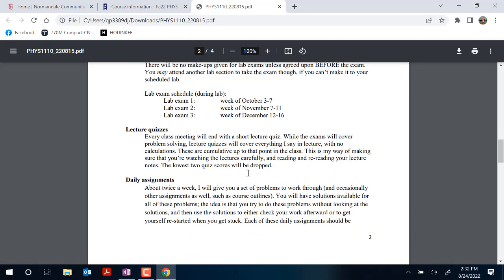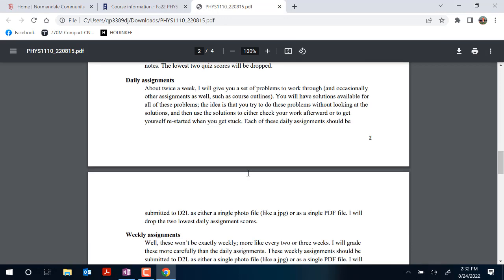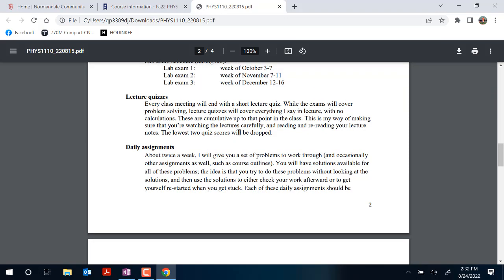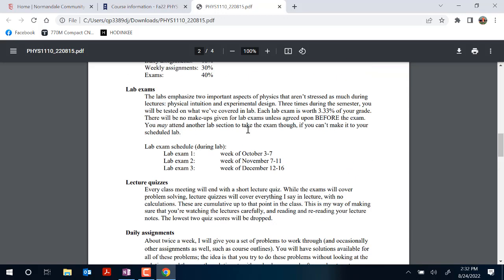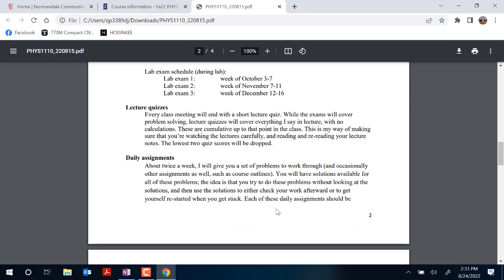Also, I haven't been saying this as I've gone along, but on all of these, I drop some number of the lowest scores. All of these I've talked about so far. Well, not the lab exams, but lecture quizzes, I'll drop your lowest 2 lecture quiz scores. So if you miss a couple of class meetings and miss lecture quizzes, then those 2 zeros just go away. Daily assignments, same thing.